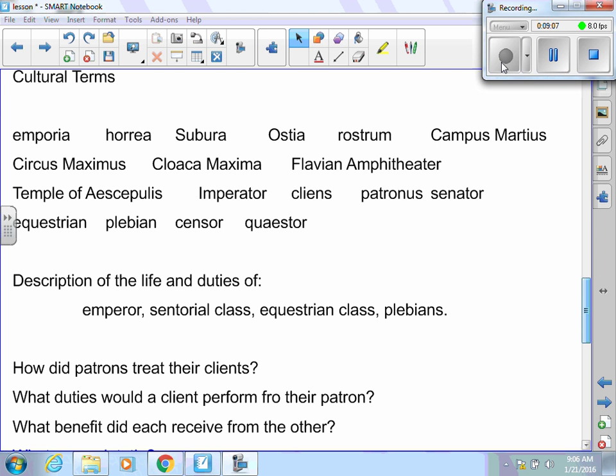In a patron-client system, you have the imperator, who was the emperor. Of course, he would not have any patrons. He is the patron of all. He would have clients, and those clients would probably be patrons as well. So patrons would be clients to some, and clients could be patrons to others.